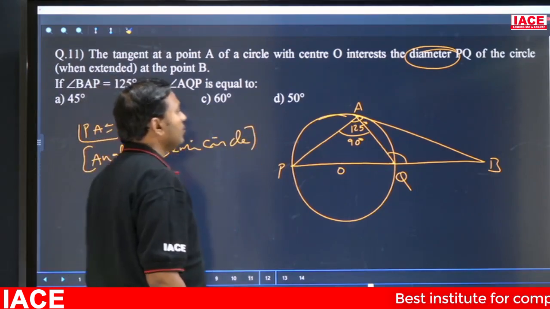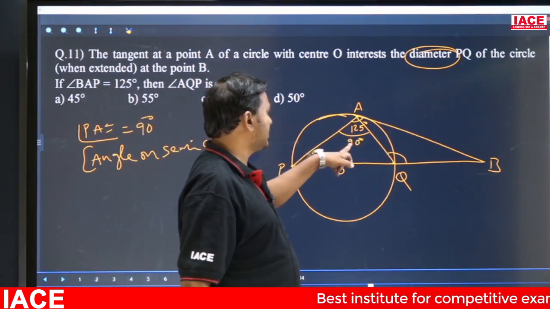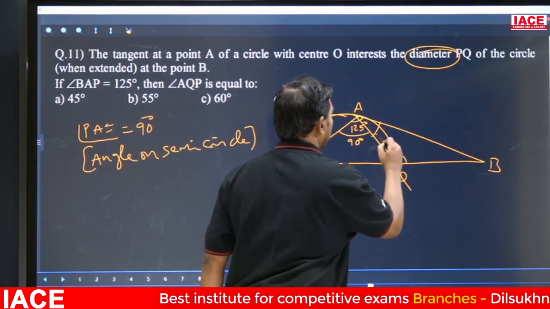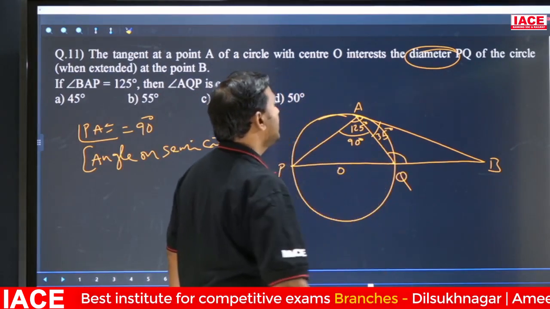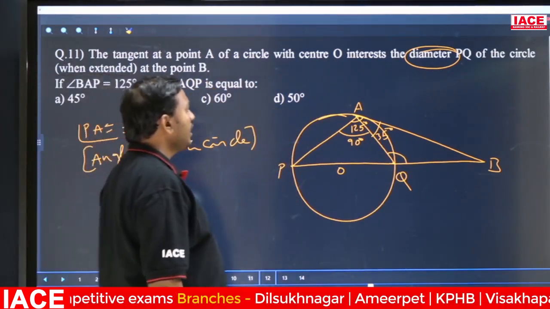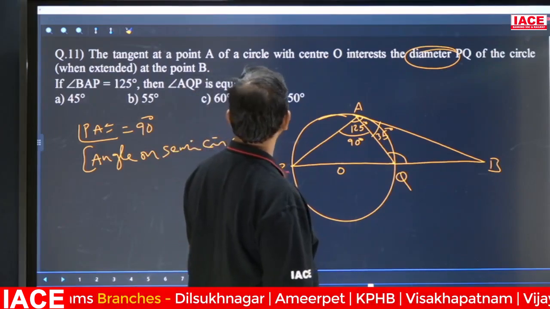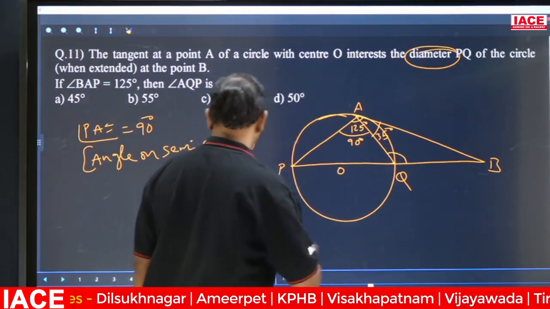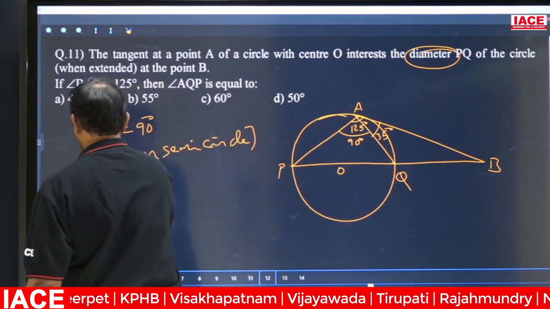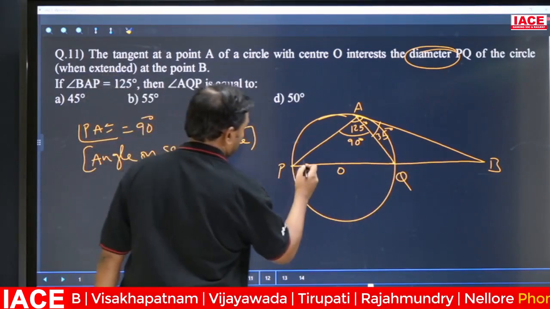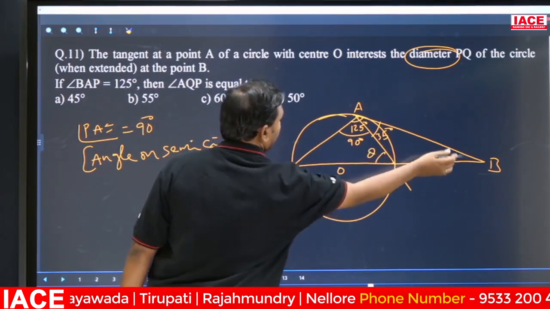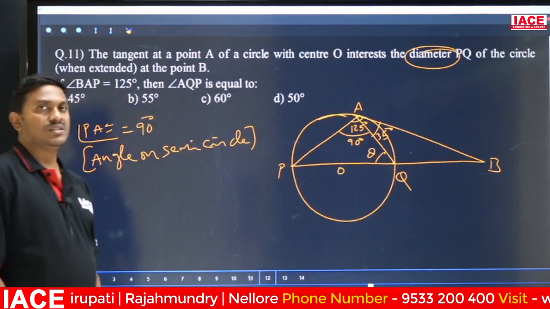So total 125 degrees. This is 90, means remaining is how much? Remaining is 35 degrees. So this part is 35 degrees, right? What is being asked? Angle AQP, sorry. AQP is being asked, this theta value, not B, P is being asked. So this side is being asked.